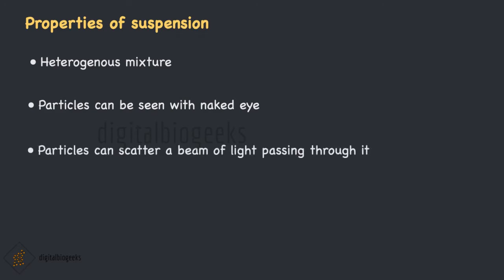Now let's find out what are the properties of suspension. Suspension is a heterogeneous mixture, that is, the components are not evenly distributed. Particles of a suspension can be seen with our naked eye. The particles of a suspension are large enough to scatter the beam of light passing through it and we can see the path of light. But we cannot observe the path of light in solution.